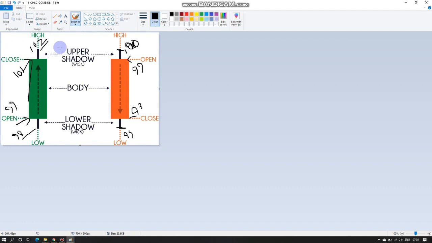Traders mainly use candlesticks around the world because they are easy to understand, and they also tell us the psychology of the market. Suppose you see a green candle on the screen, obviously you'll understand that okay, the market is bullish, or traders are mainly on the buying side. If you see a red candle on the screen, then you'll understand that traders are mainly on the selling side. They tell us the psychology of the market. As a result, traders prefer to use candlesticks in comparison to the bar chart and the line chart.